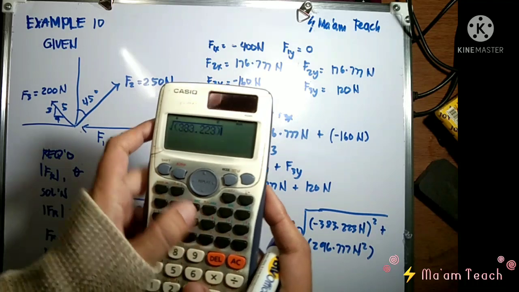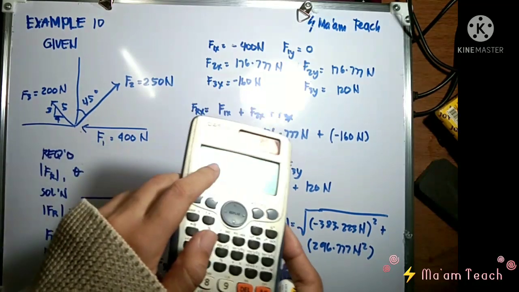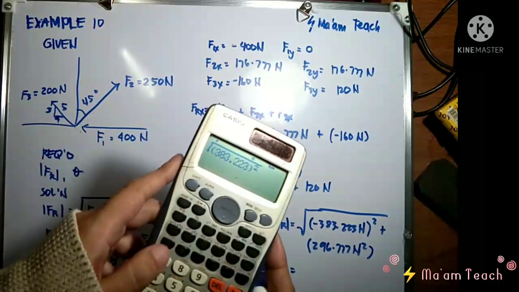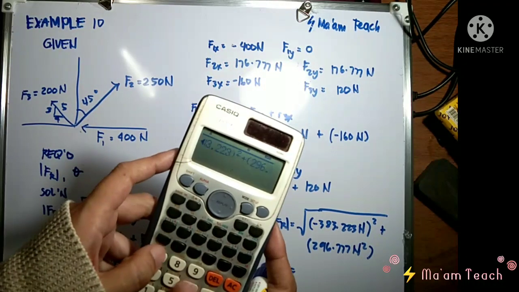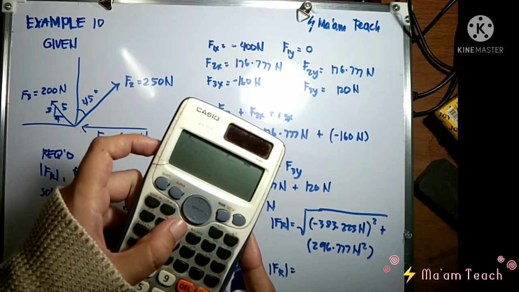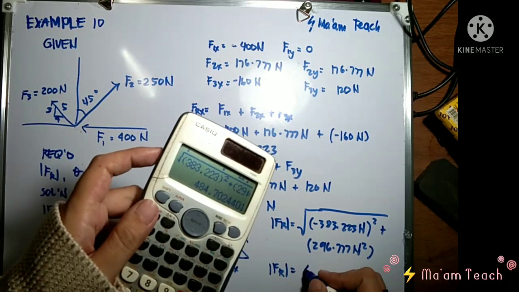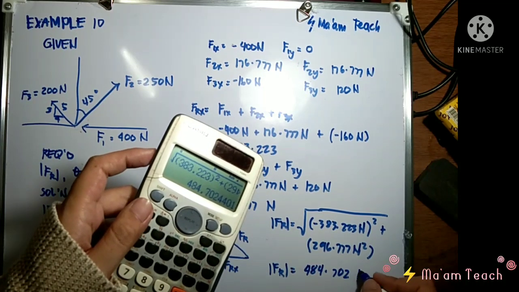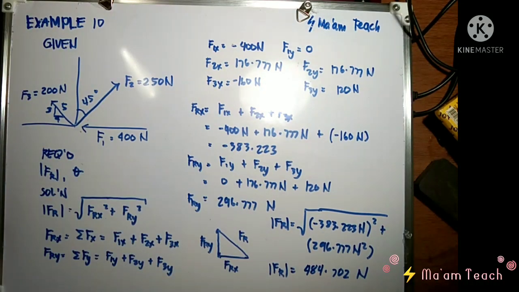I am sorry, square root of, so we have 383.223. By the way, class, I don't put the negative sign because it is squared anyway, so it is the same. Okay, 296.777 squared. Okay, so we have 484.702 Newton. And this is already, class, the answer for our magnitude.